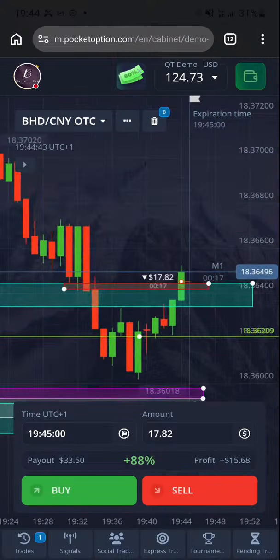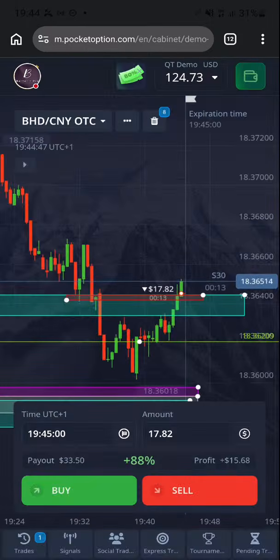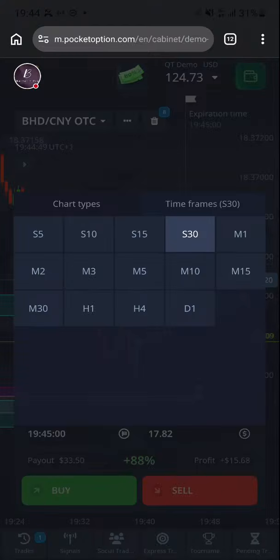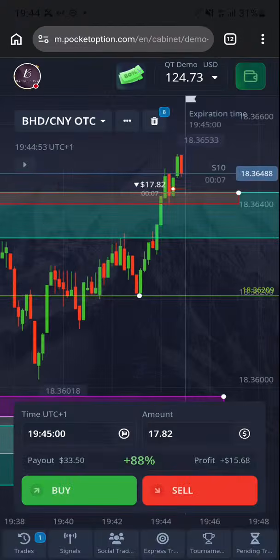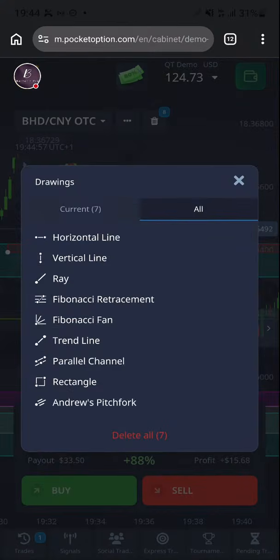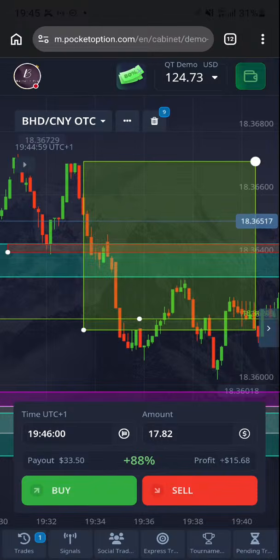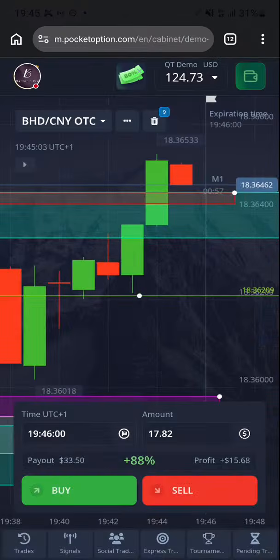Okay. I think I will go after this candle. I'll go for one more again. But I want to be sure this time around. Okay, the entry is up here. It's not down there. I was thinking the entry is down there. So let's go back to M1 and wait.